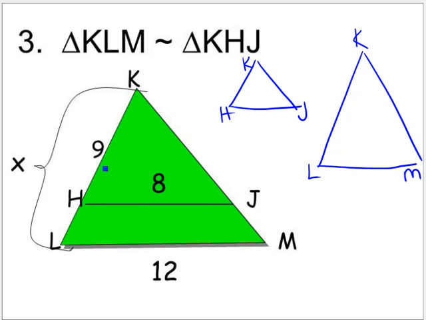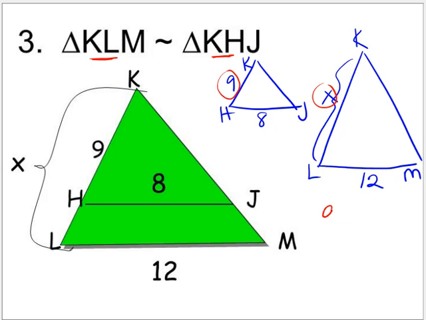Now looking back at my picture, I've got 9 here for KH. I've got 8 for HJ. I have X as the whole length right here of KL, and I have 12 for LM. I'm going to go ahead and match up my corresponding sides. 9 is KH, and KH is the first and second letter, so it matches up to KL.